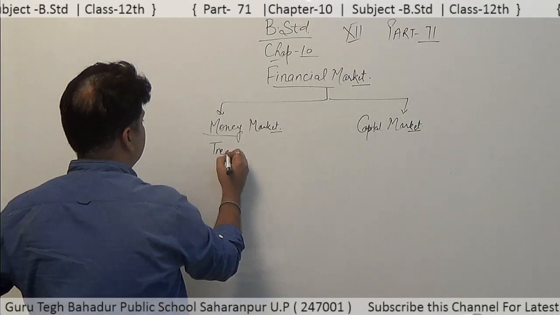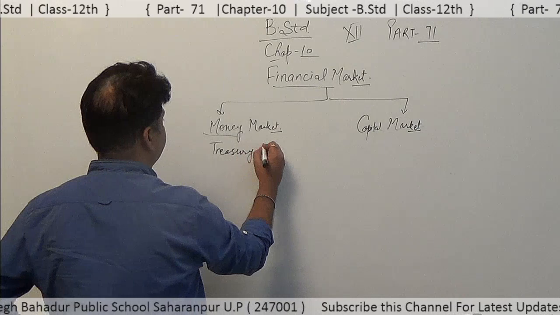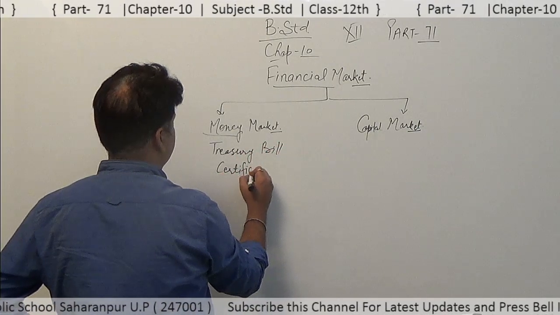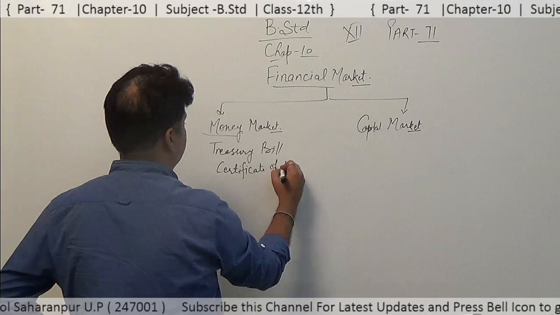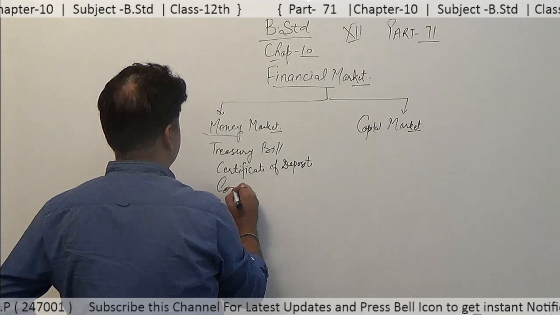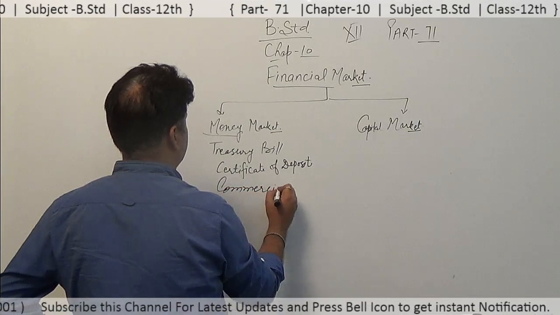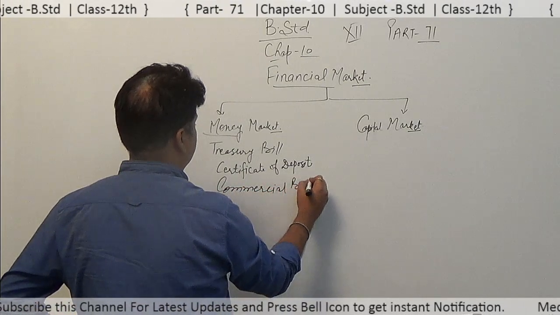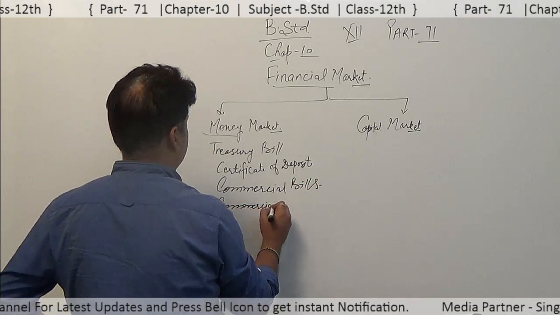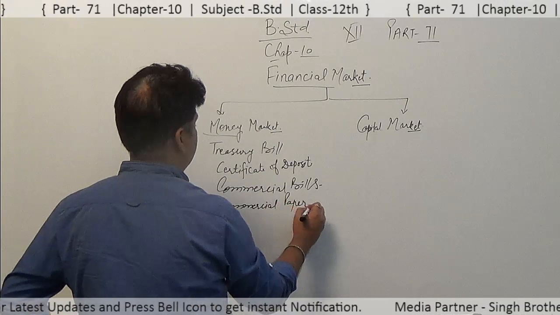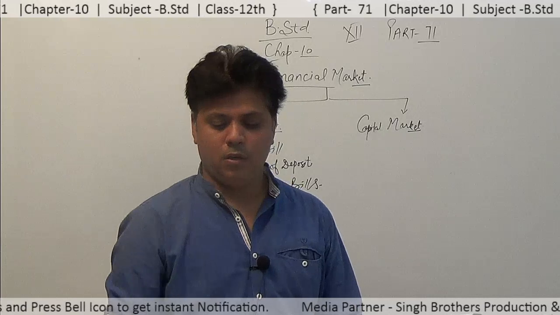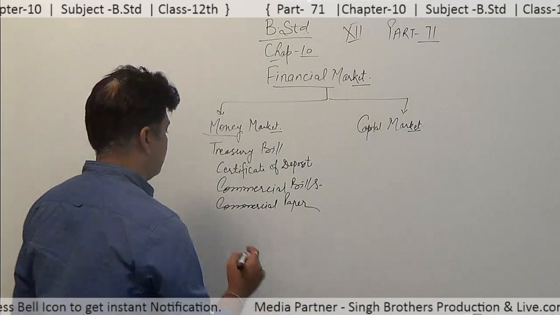The first one is treasury bill, certificate of deposit, commercial bills, commercial papers, or the last one is that is called call money.